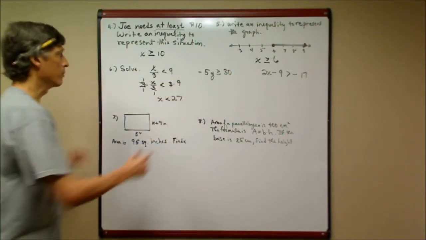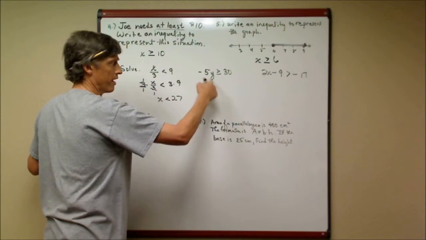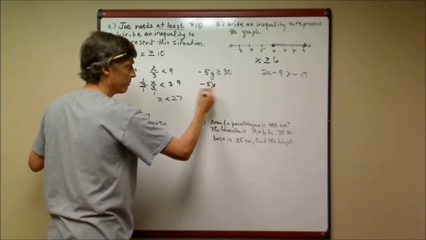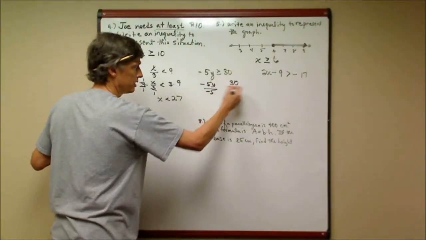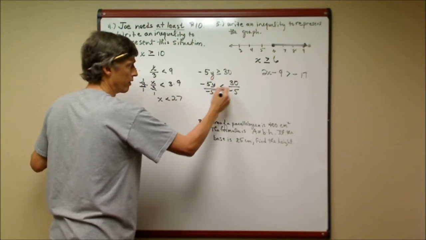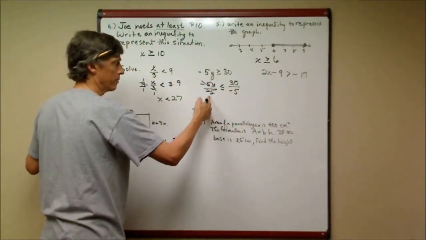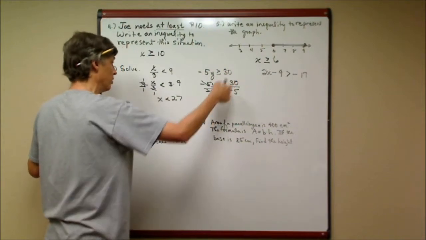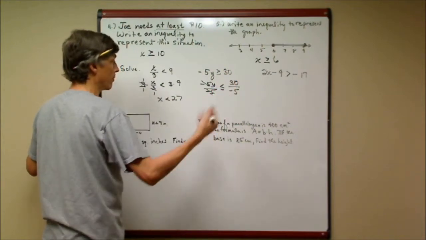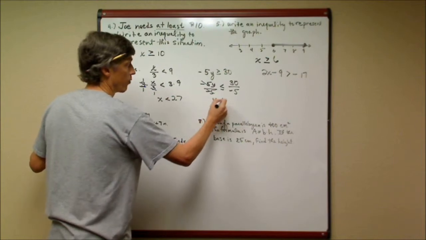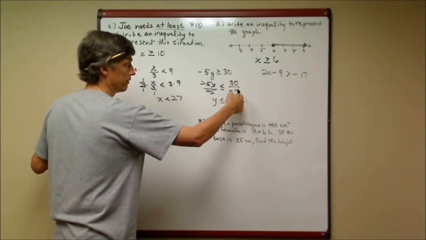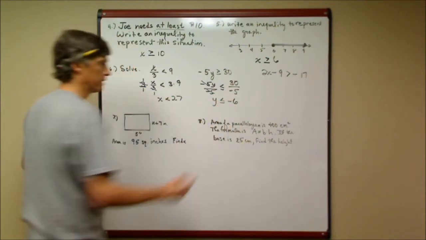But here, I'm going to solve for y by getting rid of the negative 5 that's times it. I'm going to be dividing by negative 5, both sides. And this is when the order reverses. The greater than or equal to becomes a less than or equal to because I'm dividing by a negative. It doesn't matter what I'm dividing into, it's what I'm dividing by, or what I might be multiplying by. So here I have y is less than or equal to, positive divided by negative is negative, negative 6.